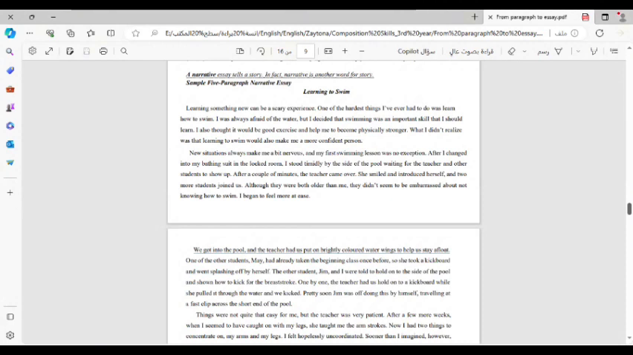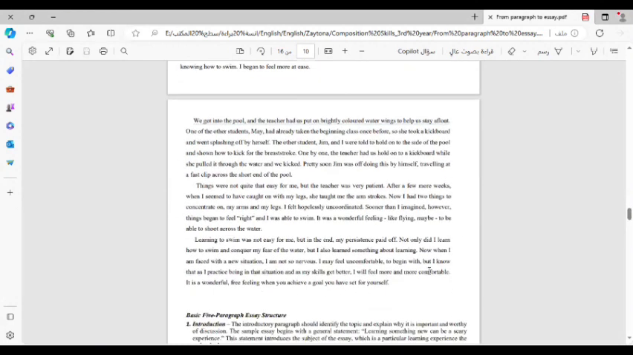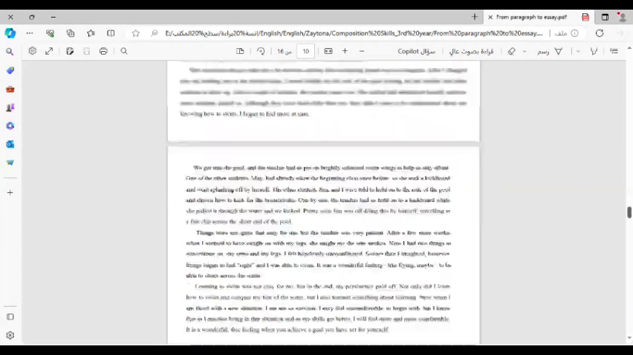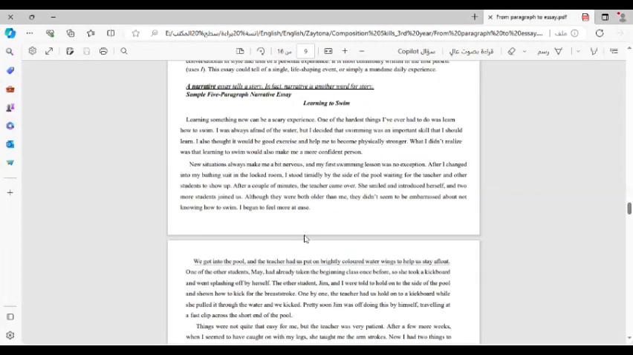You need to have your writing clear, simple, and clean as well. Don't, for example, cross out words or make a lot of mistakes that make you cross out words. So you need to have your writing neat, clean, and clear. Is it clear? Yes, ma'am. Okay, great.